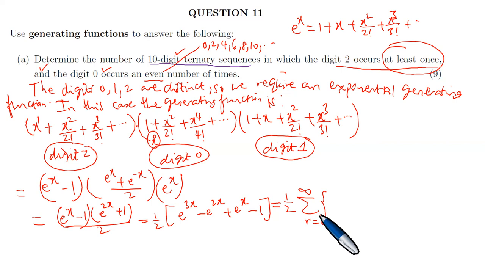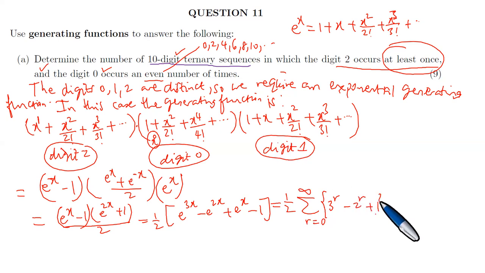Okay, what is e to the power 3x? e to the power 3x is 3 to the power r. e to the power 2x is 2 to the power r, plus 1 because of the e to the power x.